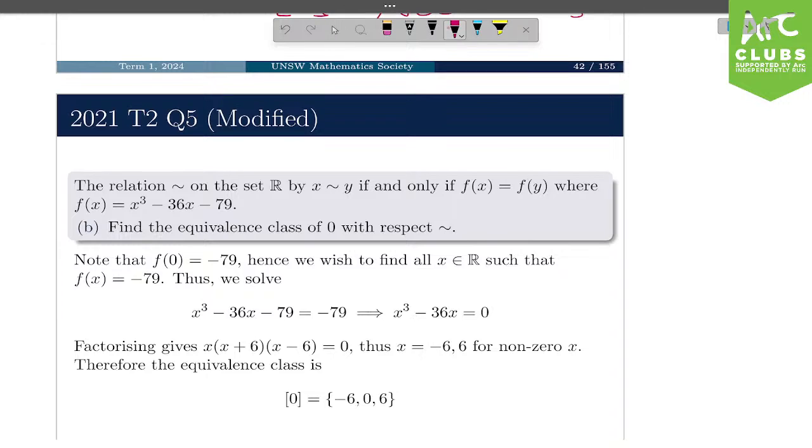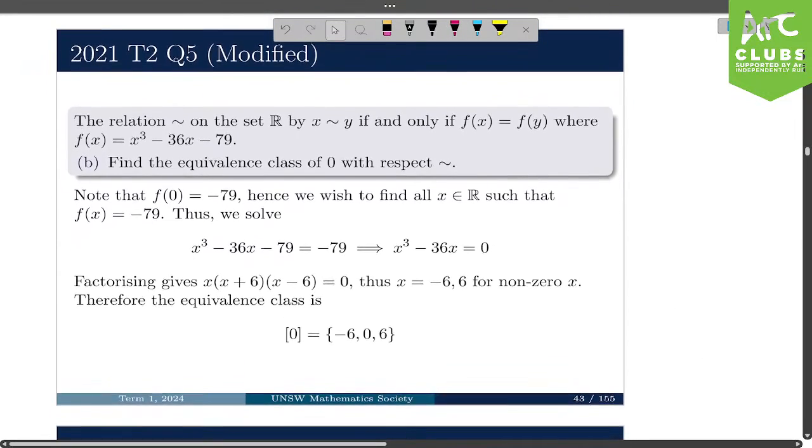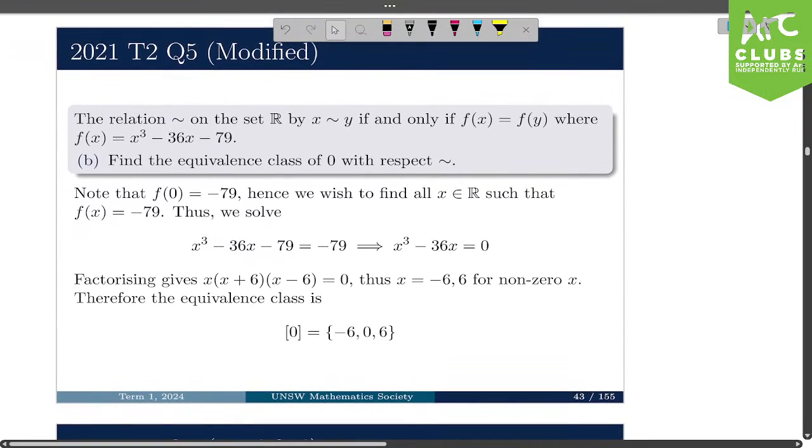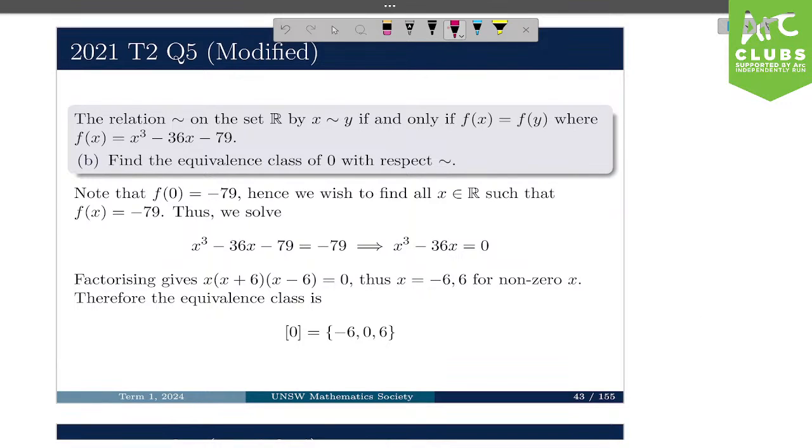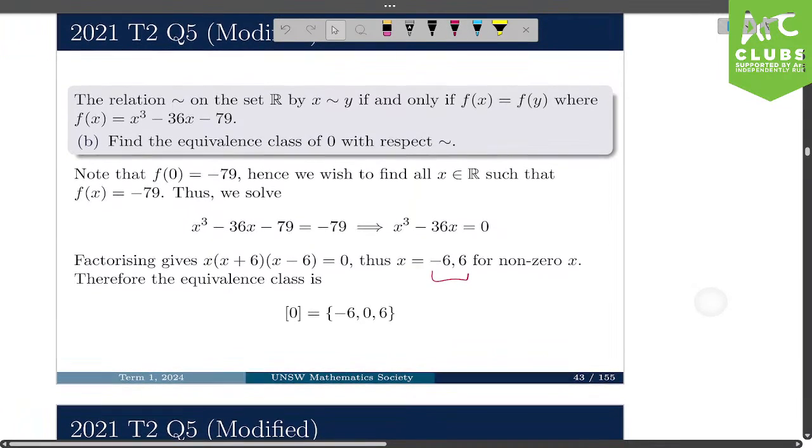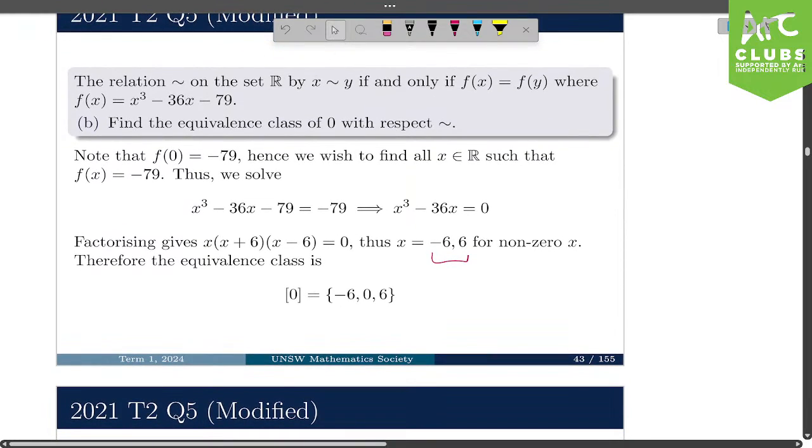It's a cubic. We get x cubed equals minus 36x, so x cubed minus 36x is equal to 0, and we can factorize it, and we get the other two possible x's in the equivalence class are plus and minus 6. So thus the equivalence class of 0 is the set minus 6, 0, and 6.